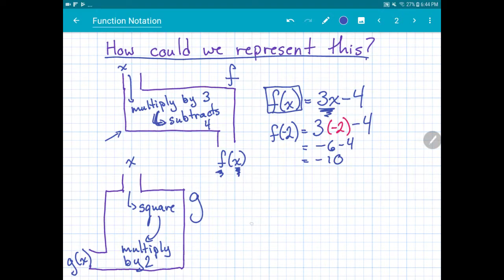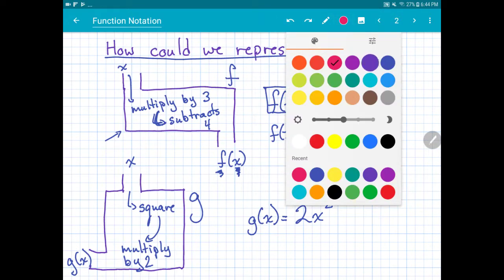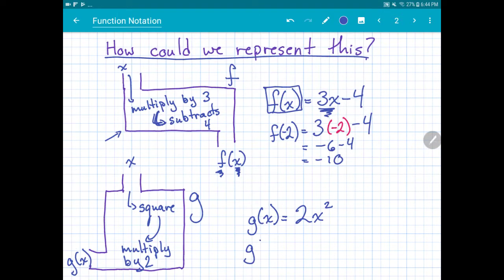So let's write out our rule. So g of x can be written as squaring a number, then multiplying it by 2. So let's do one. Let's say we want to know what g of, let's just do 1, g of 1. So what happens there? We get 2, and there's our 1, gets put into the machine.